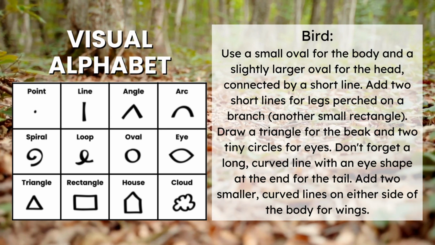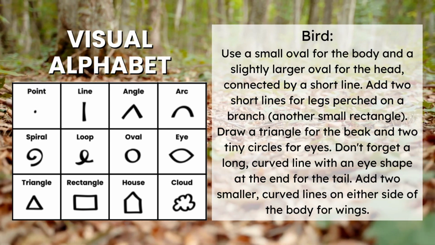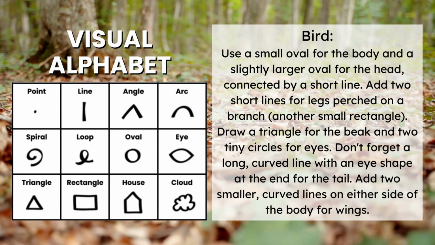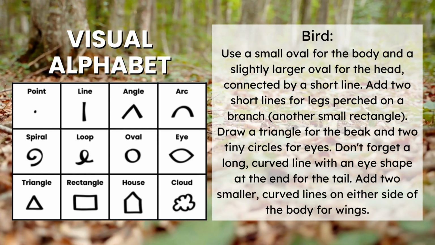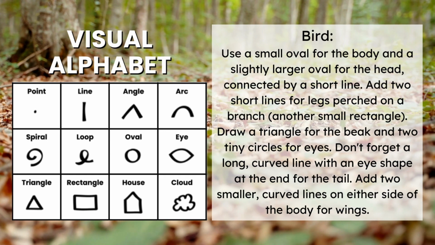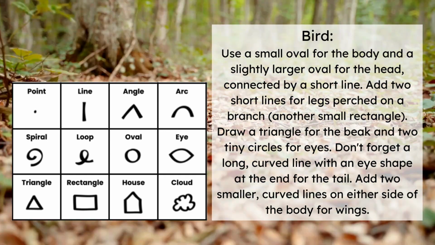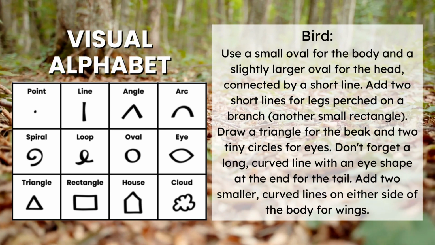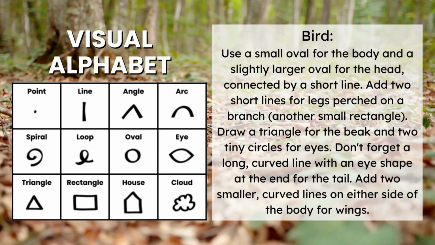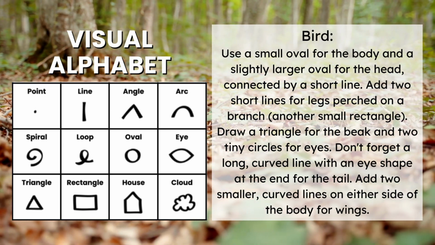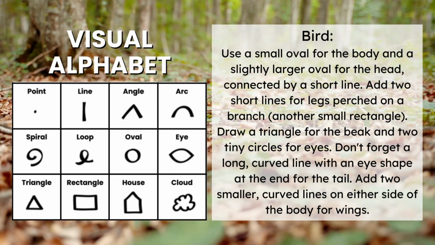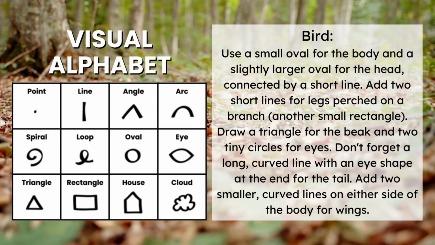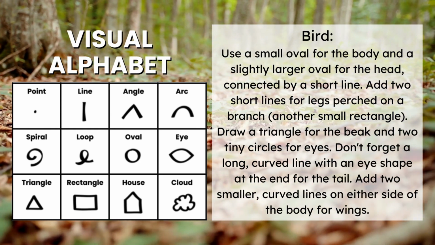And lastly, if you see a bird, use a small oval for the body and a slightly larger oval for the head, connected by a short line. Add 2 short lines for legs perched on a branch, another small rectangle. Draw a triangle for the beak and 2 tiny circles for eyes. Don't forget a long curved line with an eye shape at the end for the tail. Add 2 smaller curved lines on either side of the body for wings.